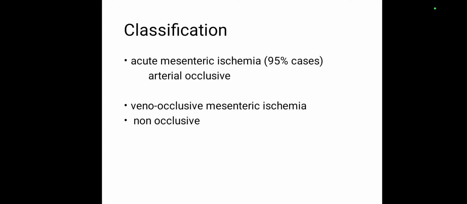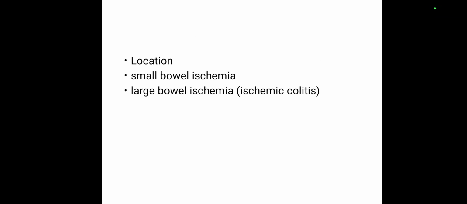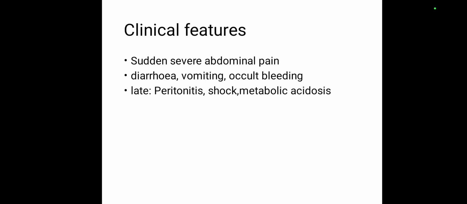Arterial itself, it can be thrombotic or embolic. So the most common is the embolic type of arterial occlusive cause of acute mesenteric ischemia. And based on the location, it can involve small bowel ischemia or large bowel ischemia, that is ischemic colitis. But most common is involvement of the superior mesenteric artery, and the cause is occlusive due to embolus.